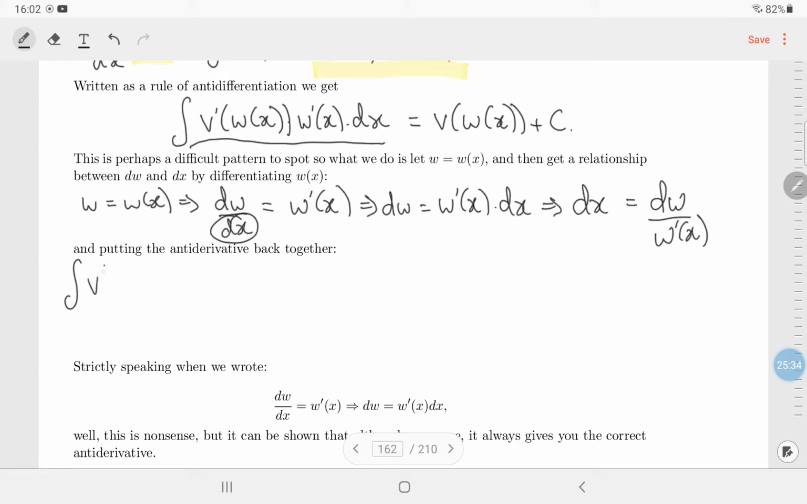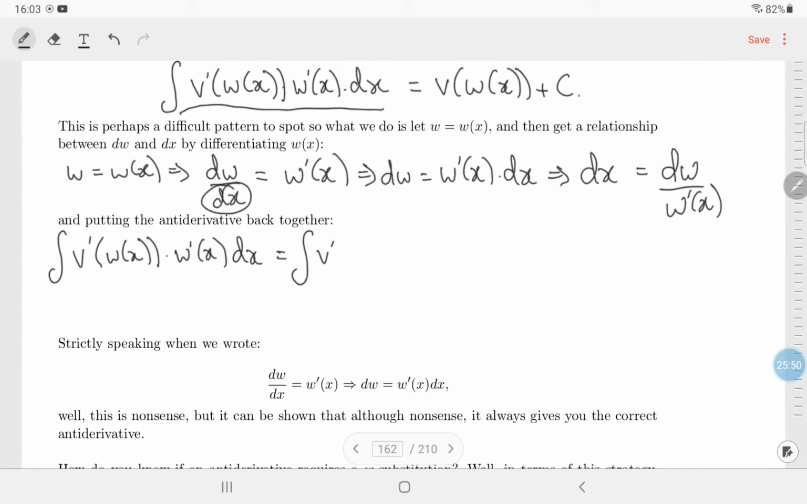So I get v dashed of w of x, w dashed of x, dx. So this is going to be v dashed. So the w of x I'm now saying is w. The w dashed of x is just going to sit there for the time being.